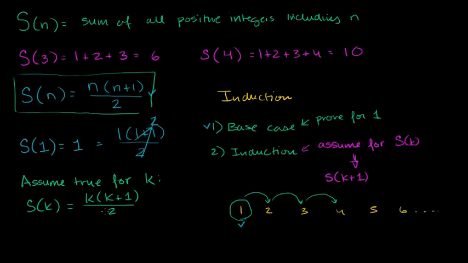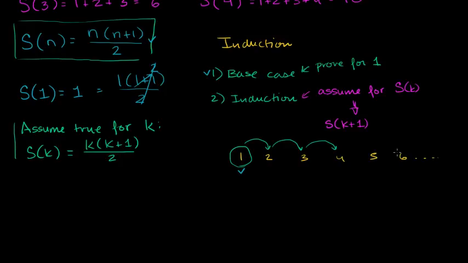So I'm just assuming this is true for that. Now what I want to do is think about what happens when I try to find this function for k plus 1. So this is what I am assuming. I'm assuming I know this. Now let's try to do it for k plus 1.